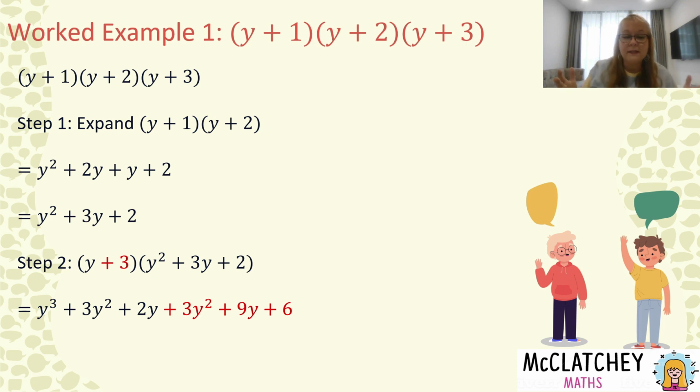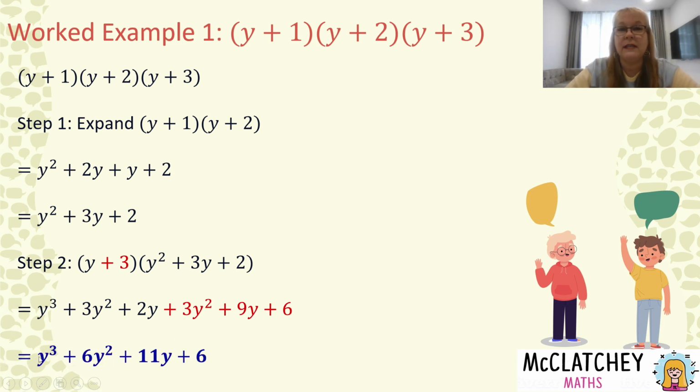Now our final step is to collect like terms, and there's a few. You can see that y cubed is all by itself. It has no other like terms, but there's a 3y squared and a 3y squared here. Add those together, you'll get 6y squared. You've got a 2y and a 9y here. Add those together, you get 11y. And 6 as a whole number has no other like terms to add to it. So this will be my final answer for this one.